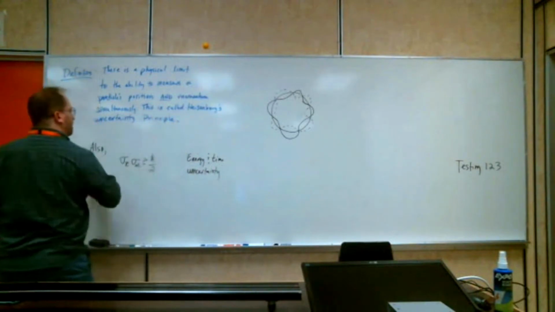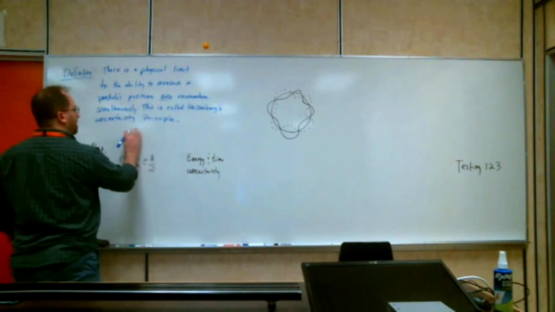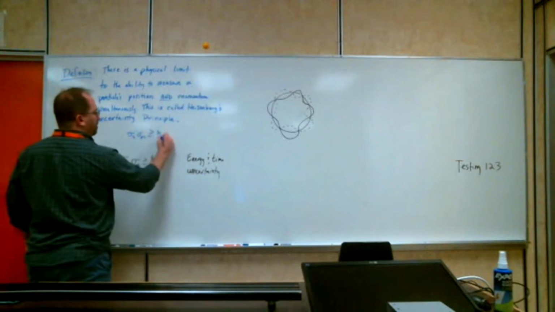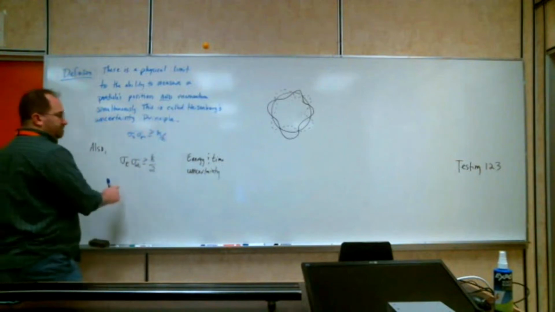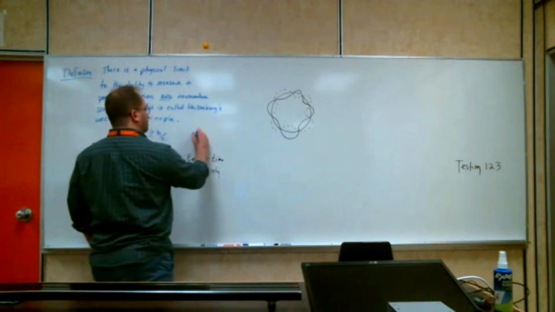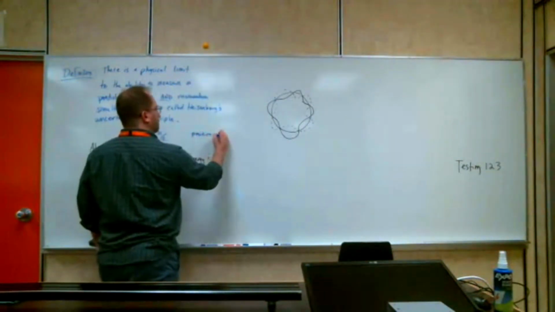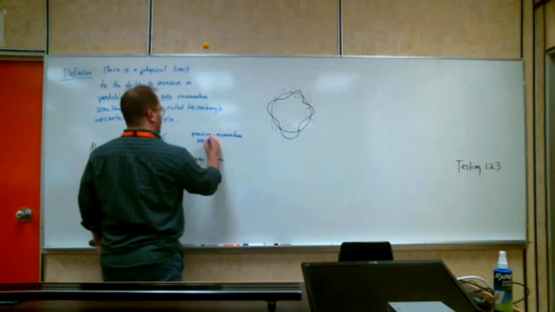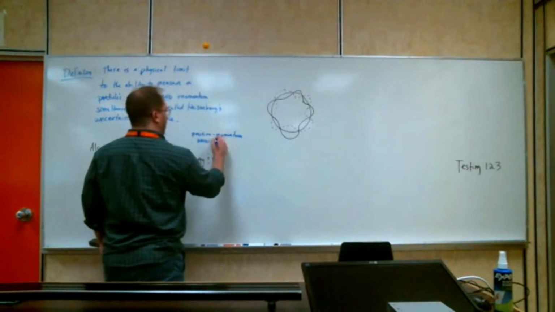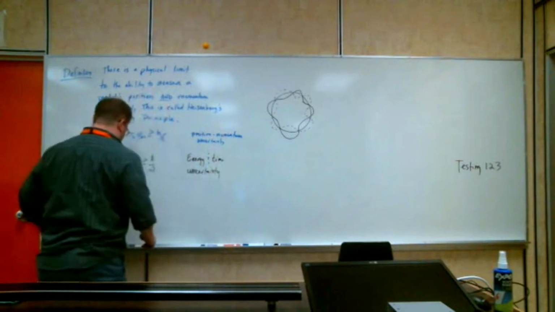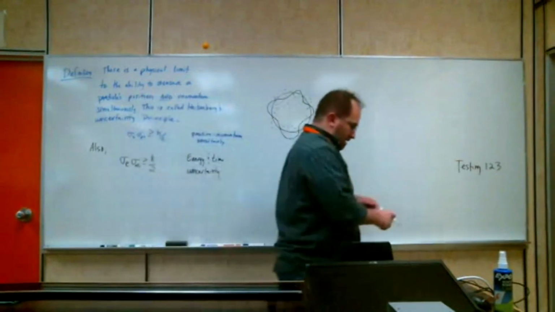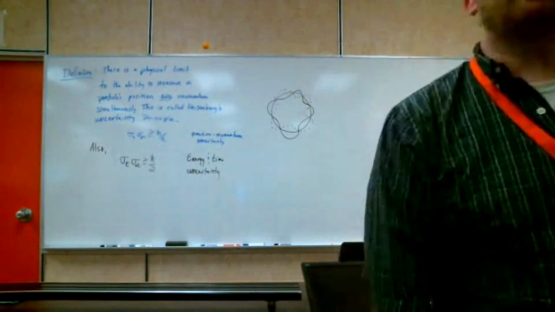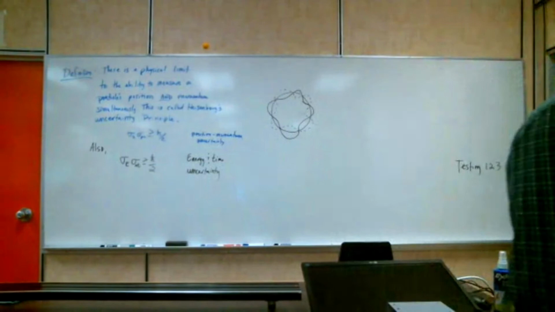Sigma x, sigma p_x, greater than or equal to h bar over 2. All right, so setting the scene. Now we've got Bohr's model. It's been around for about a decade.